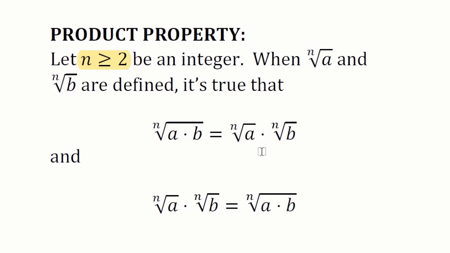And then vice versa, sort of like the revised version of the square root product property. Here we have the revised, backward version: the product of the nth root of a with the nth root of b can be written or combined as one nth root of the product a times b.